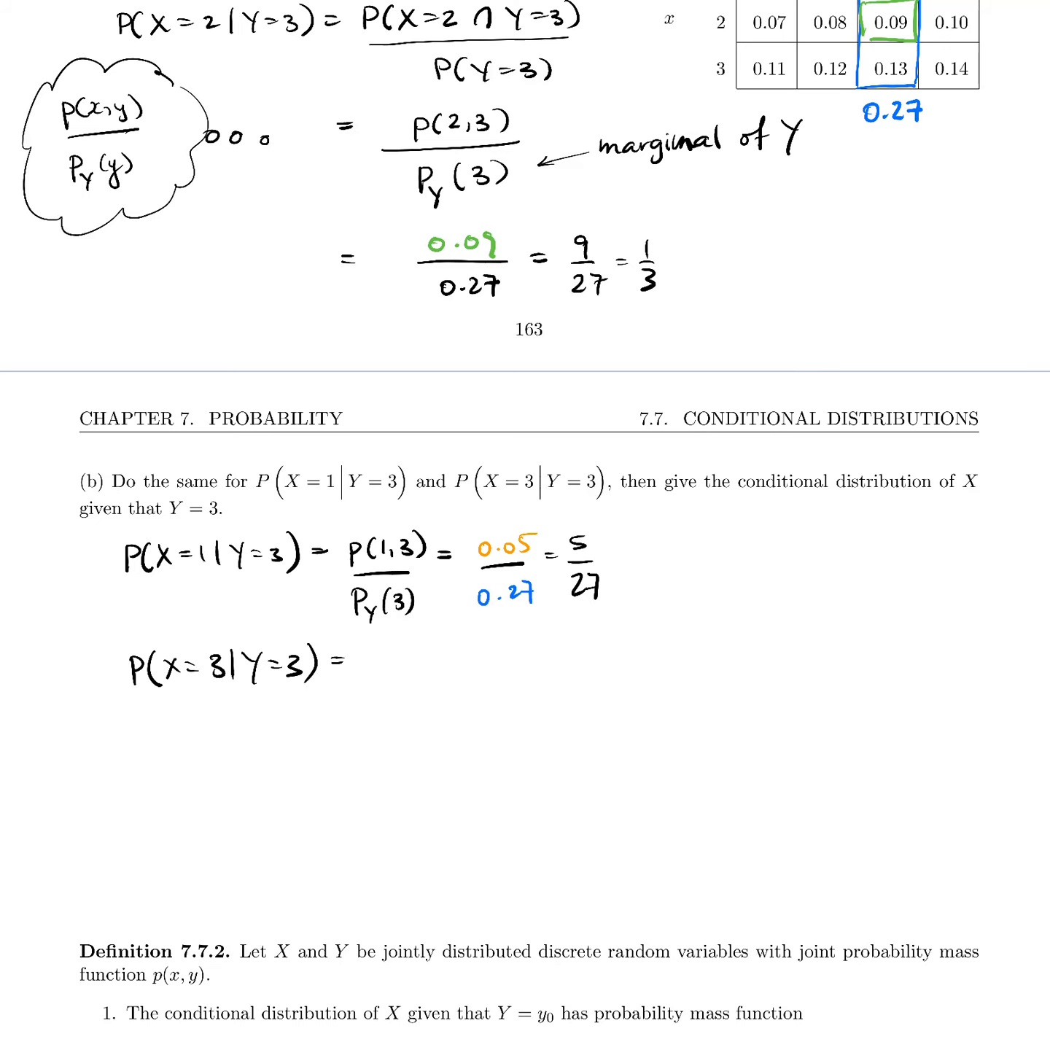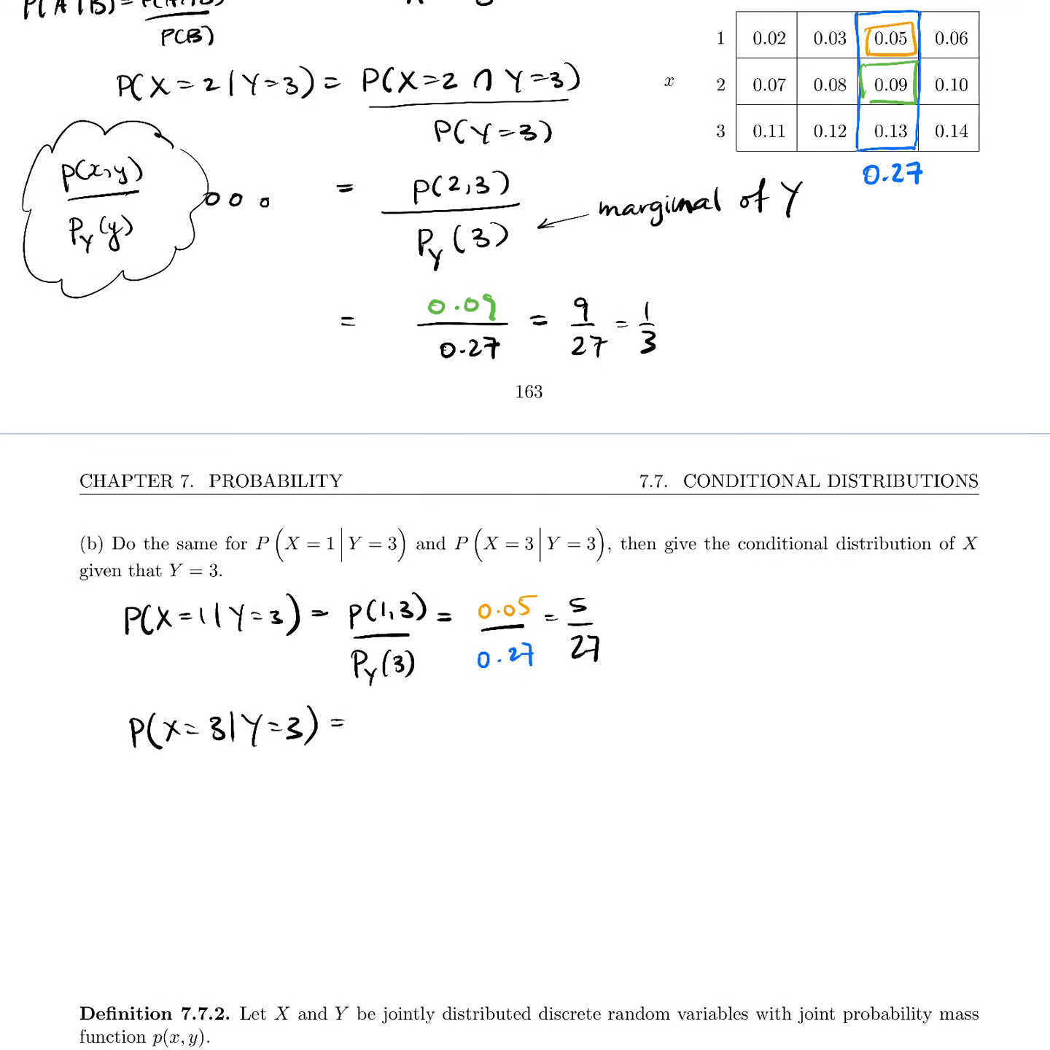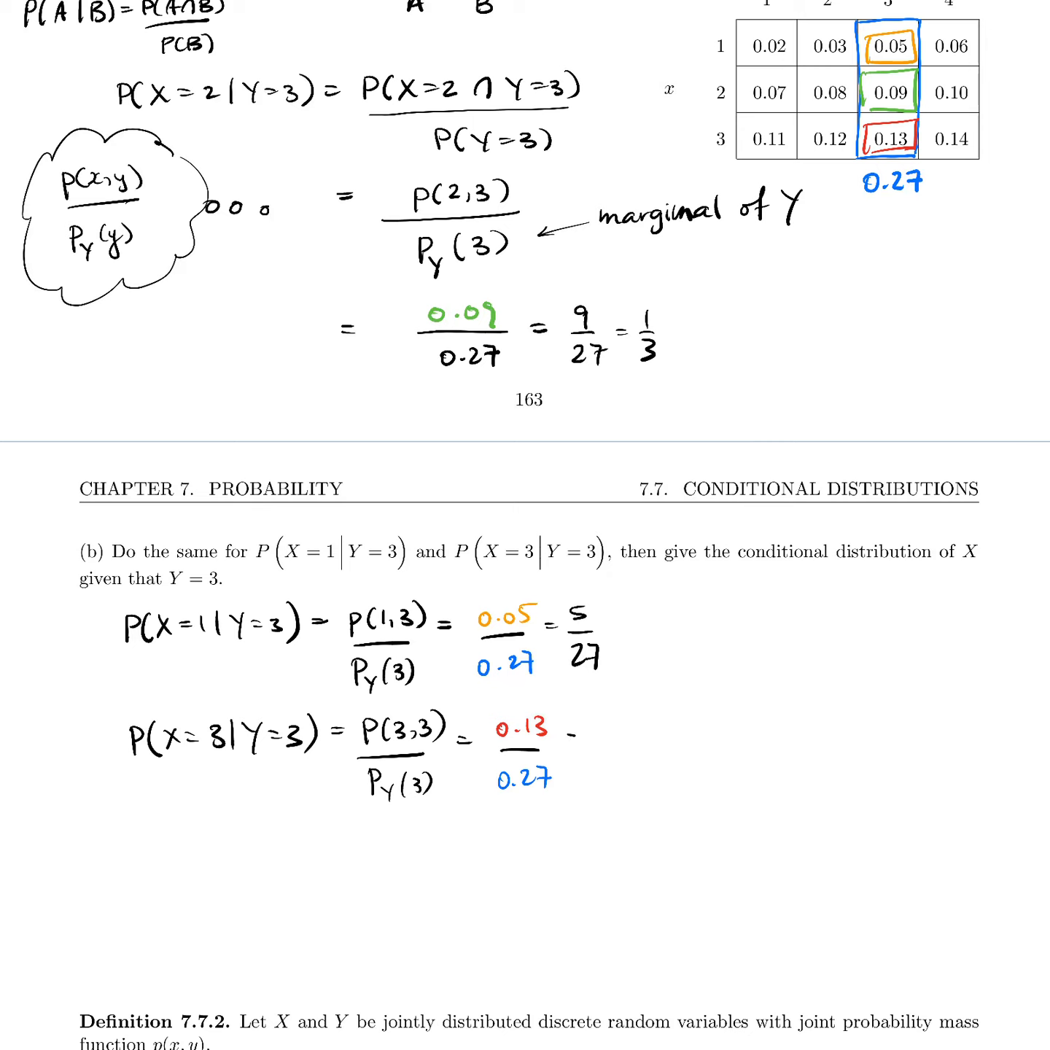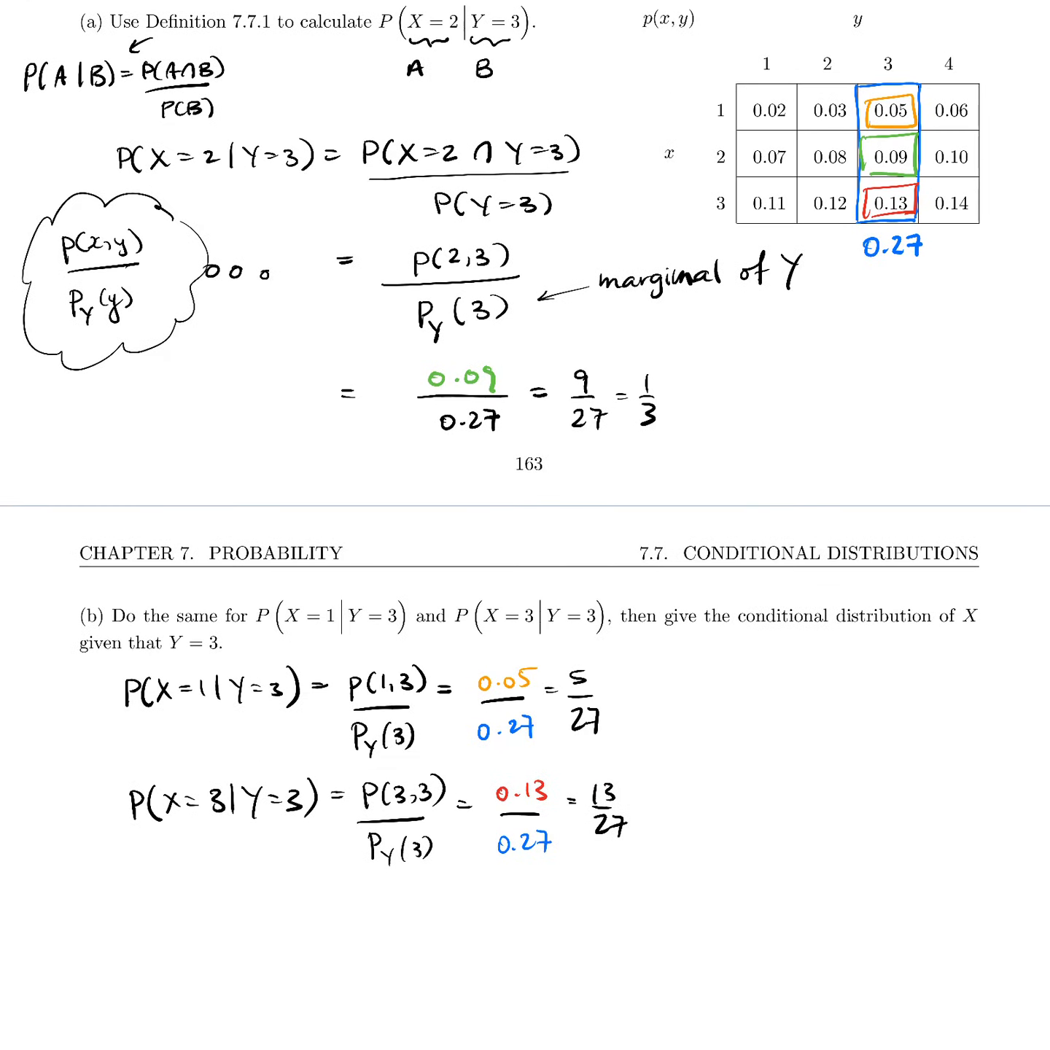Well, that is the last remaining square in the table, in that column. And so that's the probability of 3 divided by p sub y of 3. And again, using the table value 0.13 divided by 0.27, and that gives us 13/27.